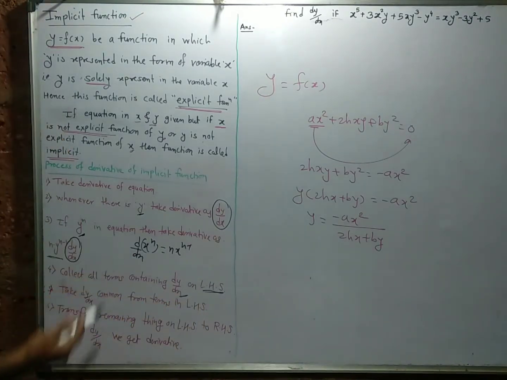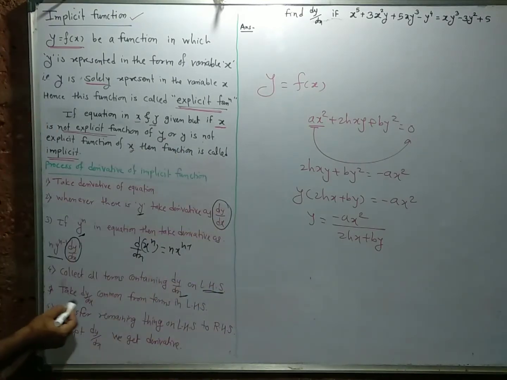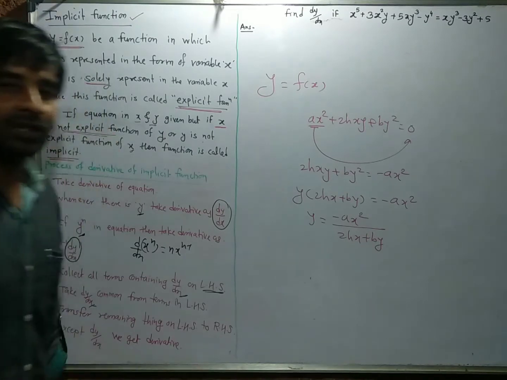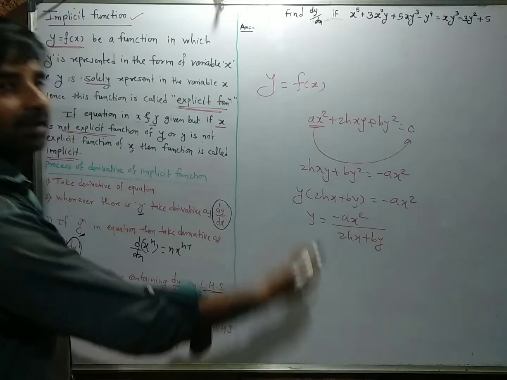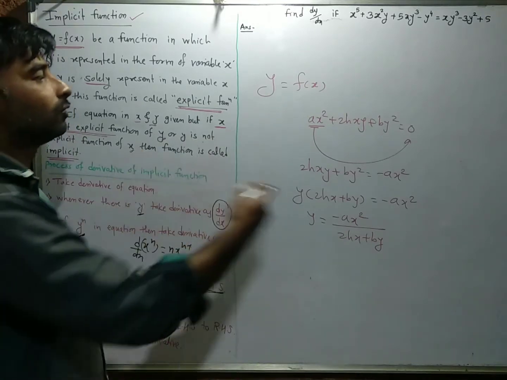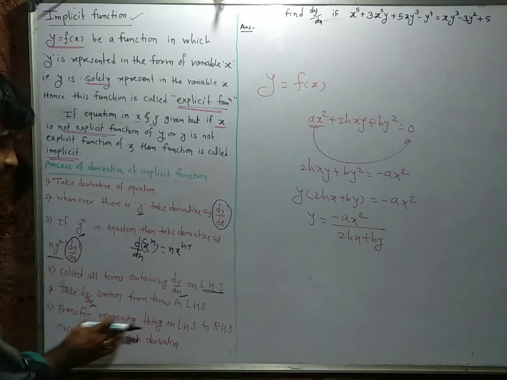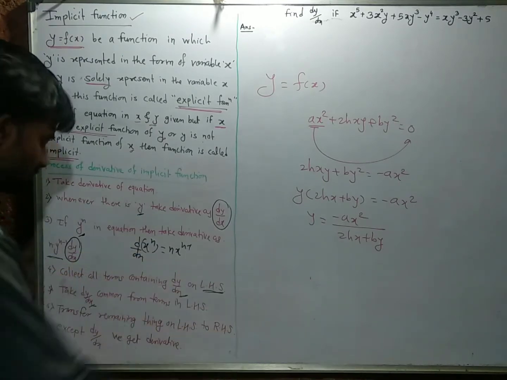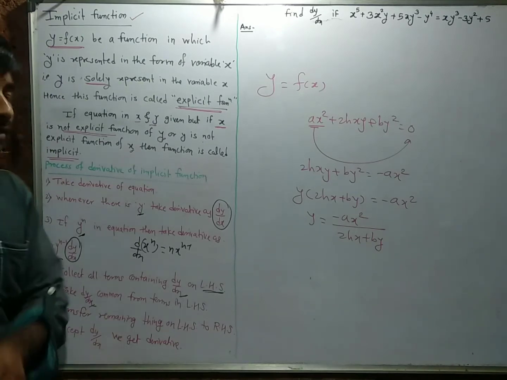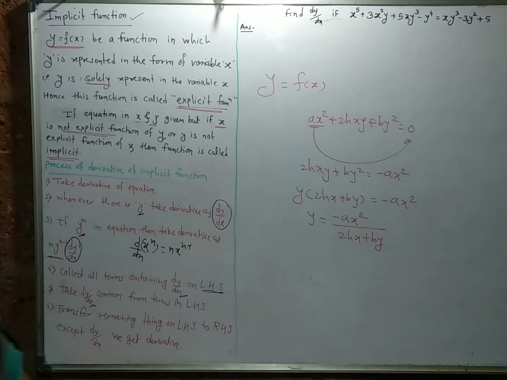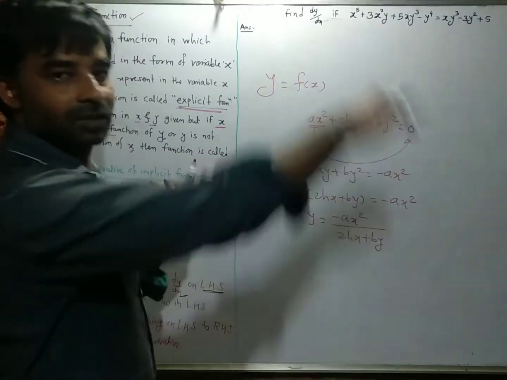That means those terms which contain dy by dx are transferred to the left hand side, and we take dy by dx common from the terms in the LHS. Then we transfer the remaining terms on the LHS to the RHS, except dy by dx. That means dy by dx is not transferred to the RHS. Only after taking dy by dx as common, the remaining term is transferred to the right hand side.